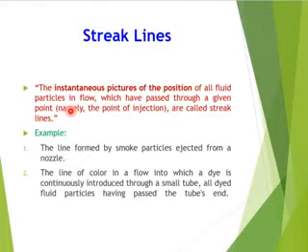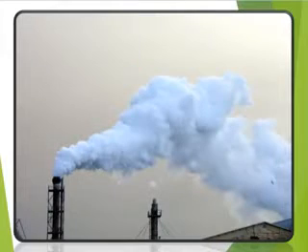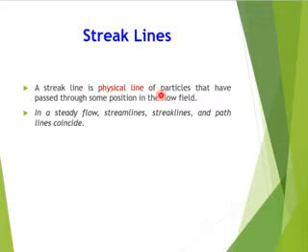The instantaneous picture of the motion of all fluid particles in the flow which have passed through a given point is called a streak line. Examples are the line formed by smoke particles ejected from a nozzle, or the line of color in a flow into which a dye is continuously introduced through a small tube. All dyed fluid particles have passed through the tube, and these are examples of streak lines. So a streak line is a physical line, unlike a streamline, which we have discussed is an imaginary line. A streak line is a physical line of particles that have passed through some position in the flow field.